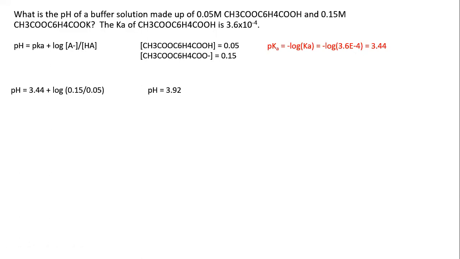So to calculate the pH of a buffer, this is what you do. You take the log of the ratio of the concentration of weak base over the concentration of weak acid, added to the pKa. If the concentration of weak base is greater than weak acid, your pH will be above the pKa. If the concentration of weak acid is greater than weak base, your pH will be below the pKa.